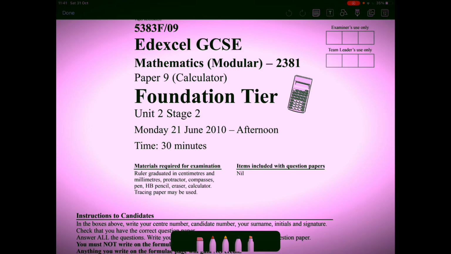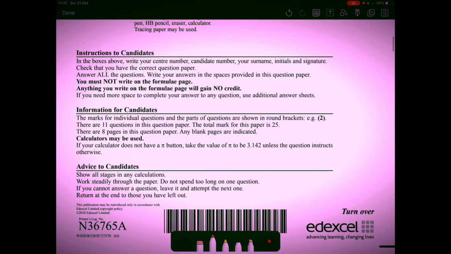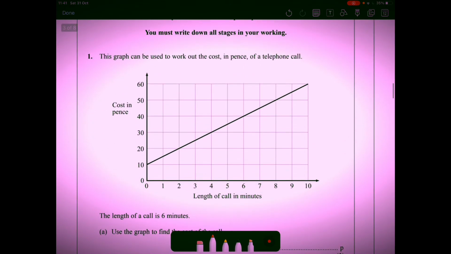This is the second part of the June 2010 Foundation Calculator Practice revision paper. These are the main questions. Let's get cracking with them straight away.